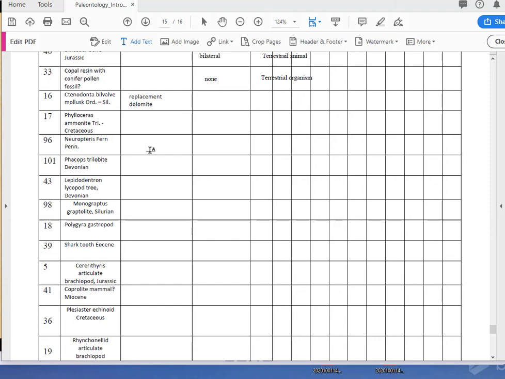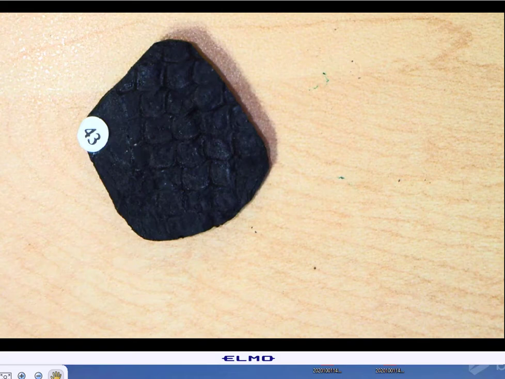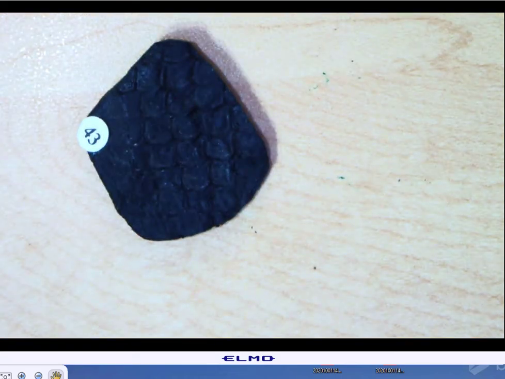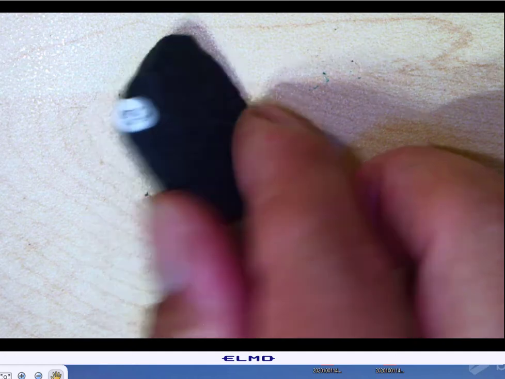So the next sample is sample number 43, which is actually a lycopod. And lycopods were really quite abundant in the Carboniferous. What's unusual about this fossil here, this is an impression of the bark of the tree. What we have here is actually a replica, and you can see it's this plastic.